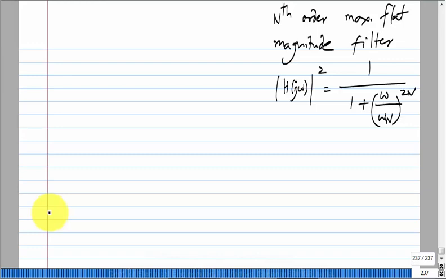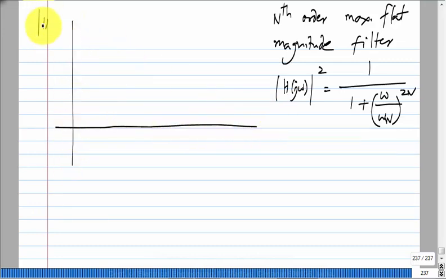What is the 3 dB bandwidth of this filter? Omega n for all of them. So, if you plot the magnitude responses, what happens is it starts from 1. So, let us say this is 1 by square root 2.